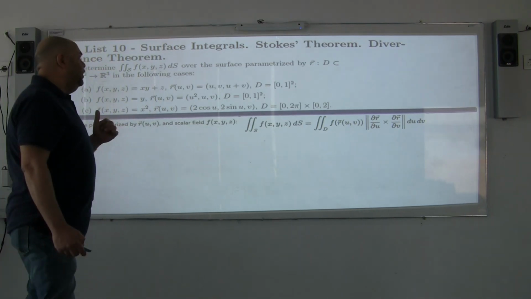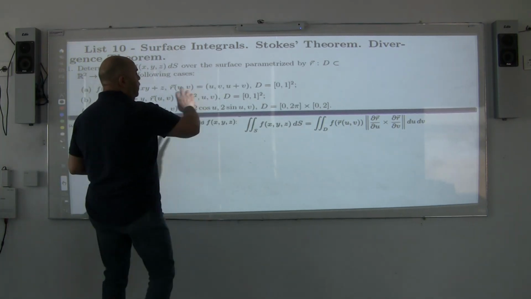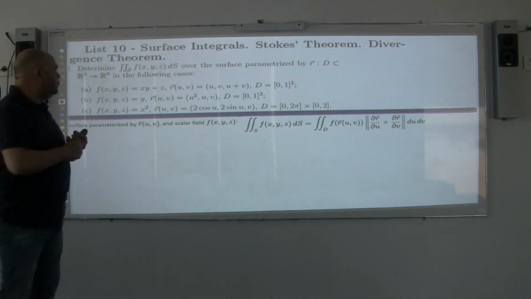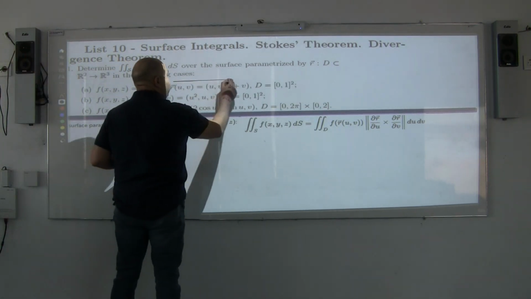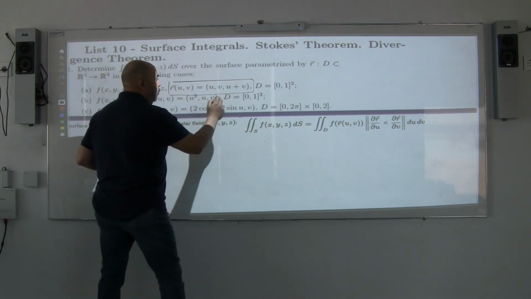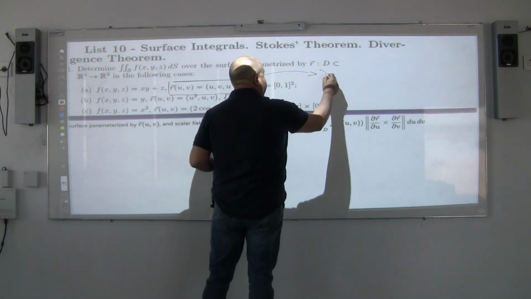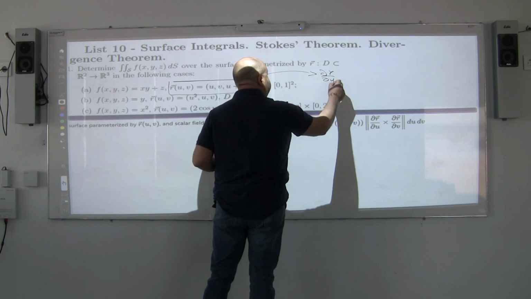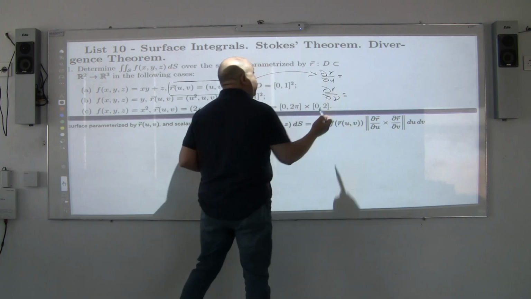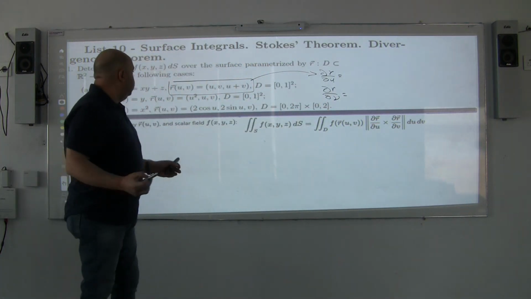So I have to identify R, and R is given here by this vector. Let me grab a pen. So actually, this is R. It is given to you. All I have to do now is to find partial R partial u and partial R partial v, which is really a very simple task, as you can see.